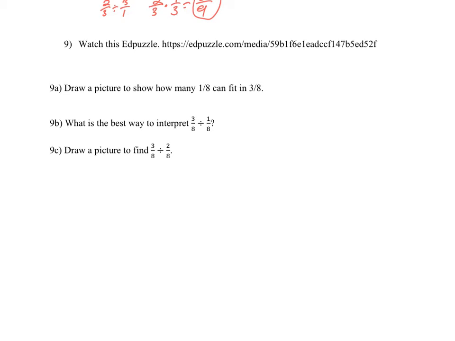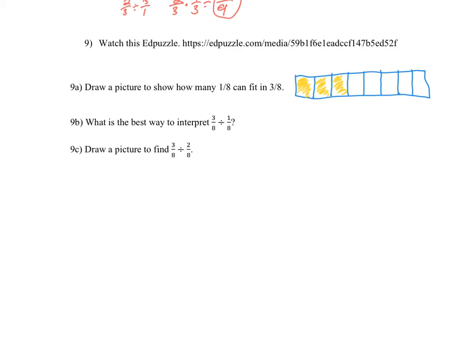into those. So I've drawn a picture of a fraction bar here, and there's 8 pieces, and I've shaded in 3 out of 8. So this is my 3/8. So how many 1/8 can fit into 3/8? Well, here's 1, here's 2, and here's 3. So 1, 2, 3 of them. So the answer is 3.